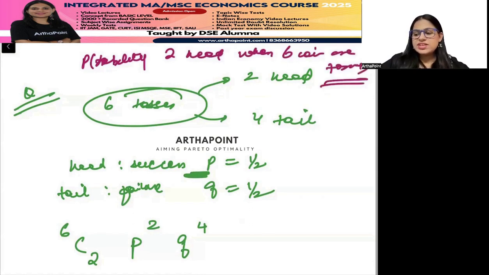Probability of getting 2 heads when 6 coins are tossed. So this kind of question can be asked in the exam. Similarly, suppose there was this question that came, very simple again.